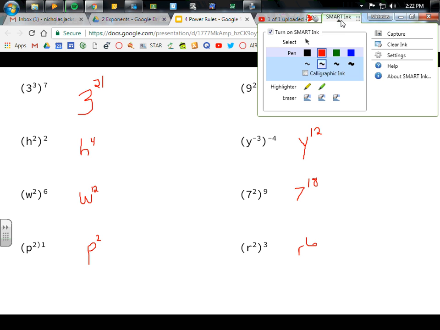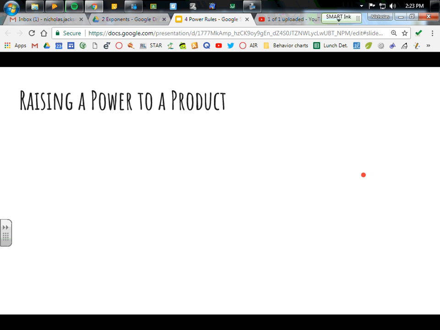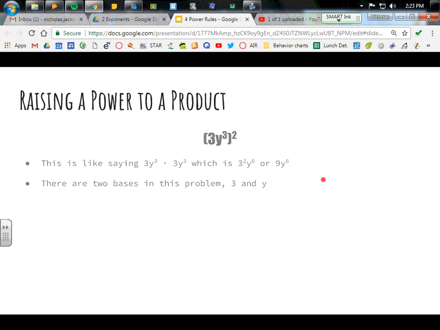All right, let's move on here and take a look at the next idea. Raising a product to a power. So what does that mean? All right, here we have the expression 3 times y to the third, squared. This, in parentheses, is a product because it's a multiplication problem. Y cubed is being multiplied by 3. And we are going to raise this entire expression to the second power. We're going to square it.